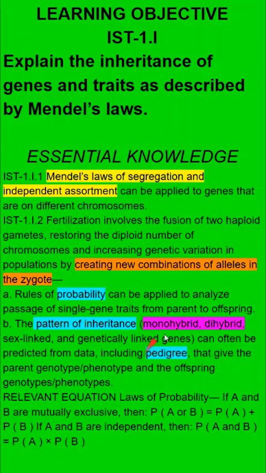So again, Mendel's laws help us understand creating new combinations of alleles in the zygotes. We can look at Punnett squares, both monohybrid and dihybrid, to understand probability, and we can look at patterns of inheritance with pedigrees.